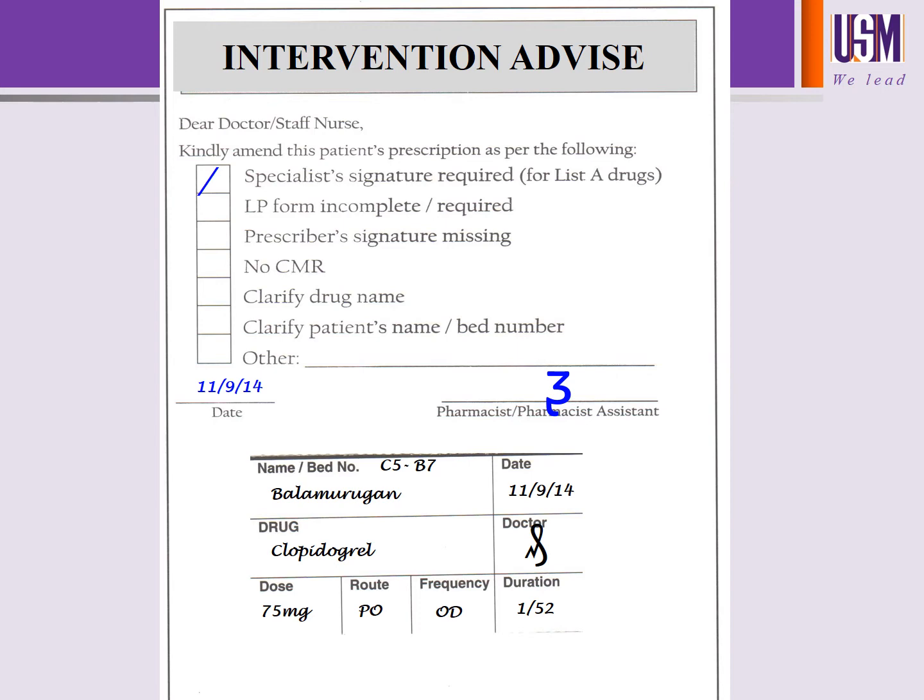You can see here you receive an inpatient prescription which is clopidogrel 75 mg oral daily for 1 week. What is the problem here? The problem here, clopidogrel is a list A drug, so it has to have a specialist or consultant counter signature. So what you have to do is attach this to this intervention advice, tick specialist signature required, and send to the ward together with the medication trolley, and later the doctors in the ward will sign it and send back to you.